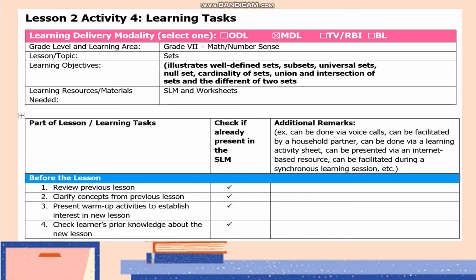Example: can be done via voice calls, can be facilitated by a household partner, can be done via a learning activity sheet, can be presented via an internet-based resource, can be facilitated during a synchronous learning session, and etc. What to do before the lesson?